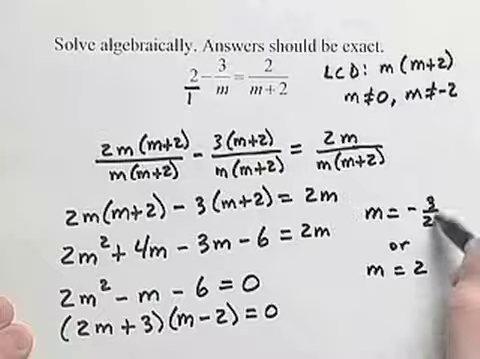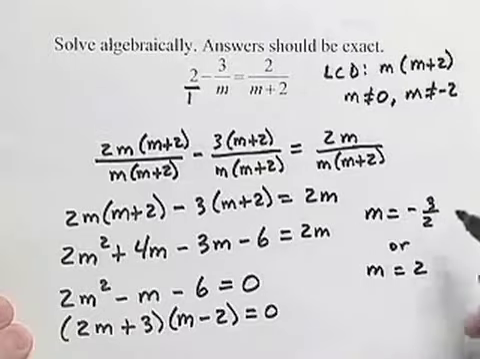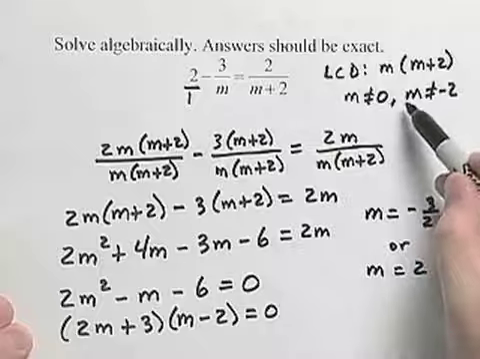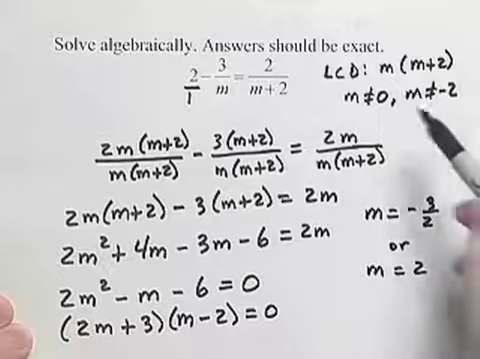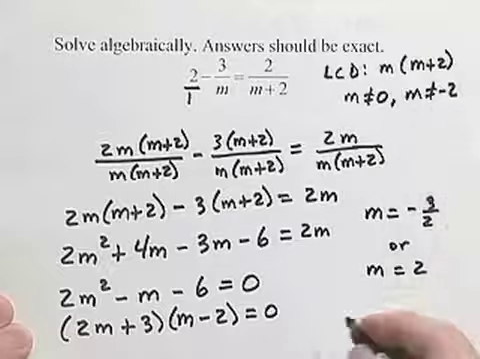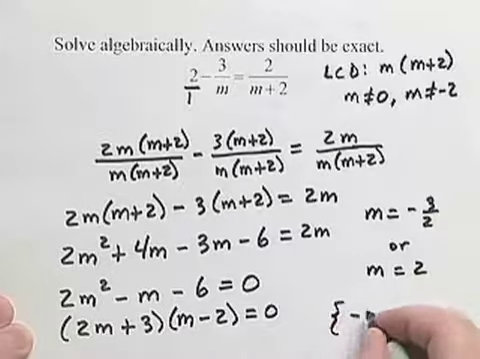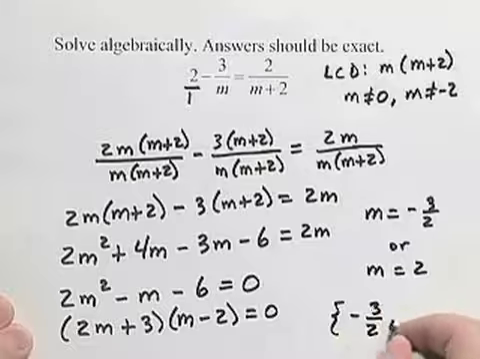Now we want to check, we've got these two solutions, they're possible solutions. We look back up at our restricted values and make sure that neither one of these is a restricted value. So negative 3 halves and 2, neither one of those is a restricted value. So our solution set is negative 3 halves, 2.